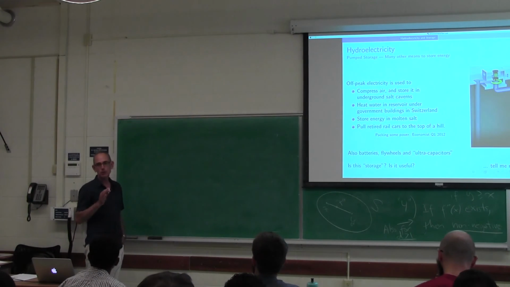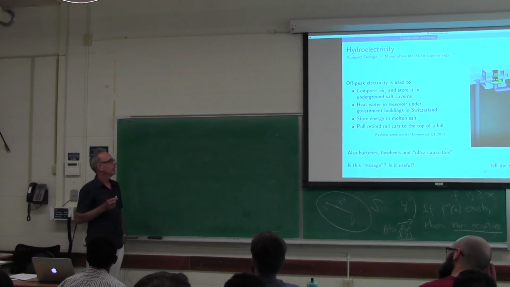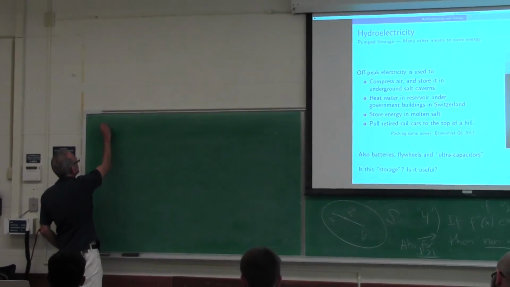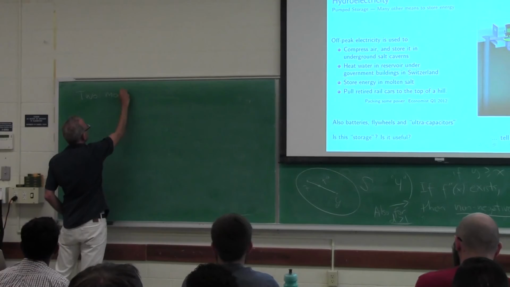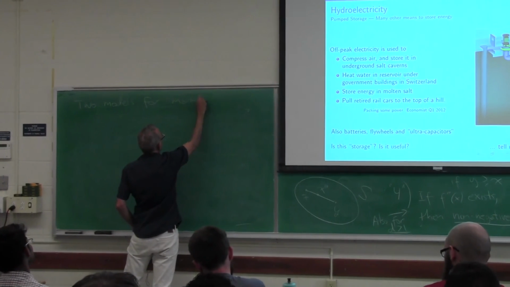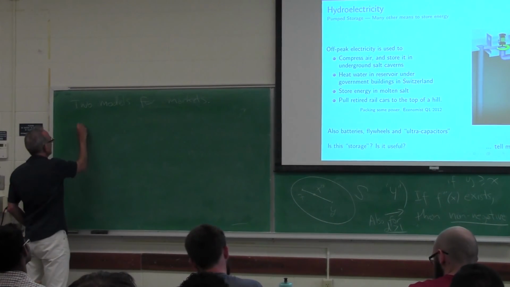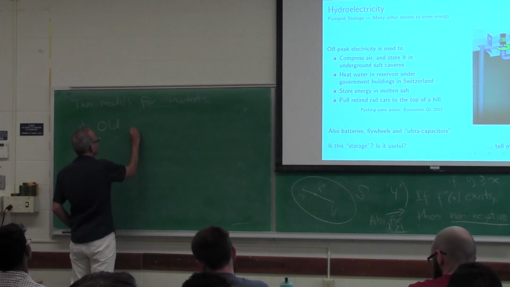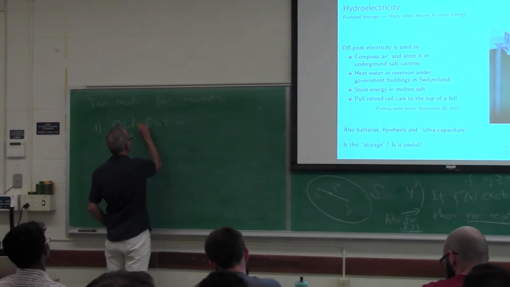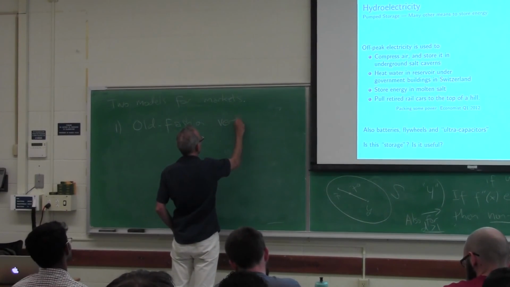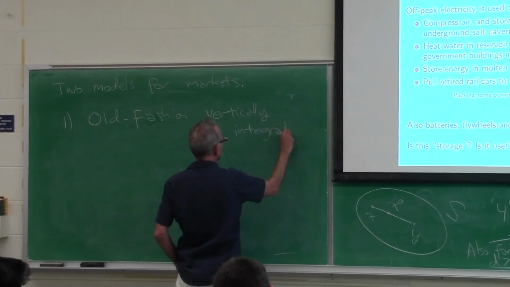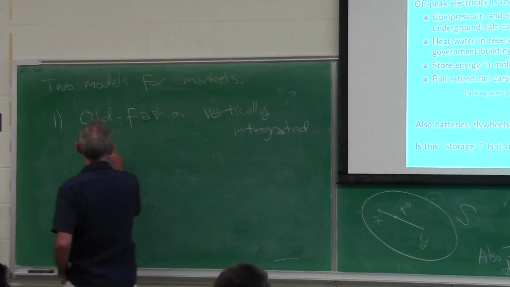You've got these two ways to operate the grid. There's two models really. So one is what's called the old-fashioned model. And an example is Florida Power and Light.